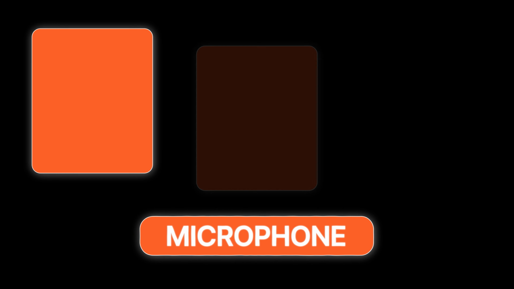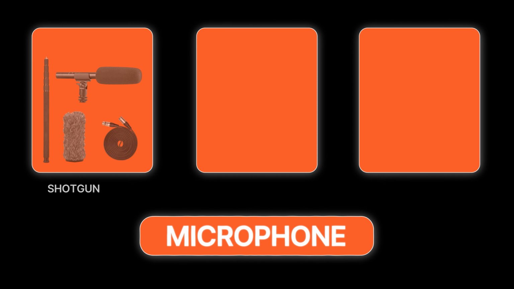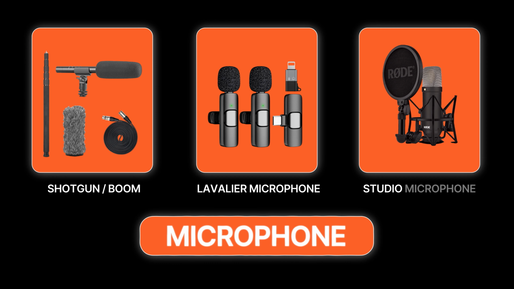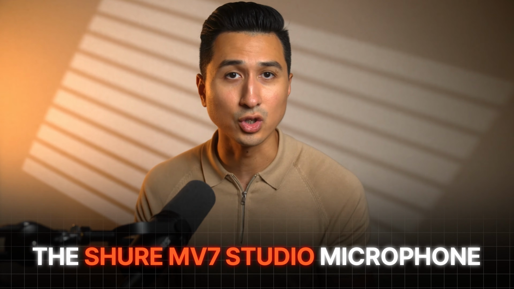And basically there are 3 main styles you can use. So you have the shotgun or boom microphone, a lavalier microphone, and a studio microphone. And depending on the style of content you're creating, this will determine which mic is best for you. So personally, for my tutorial style videos like this, I'm using the Shure MV7 studio microphone.